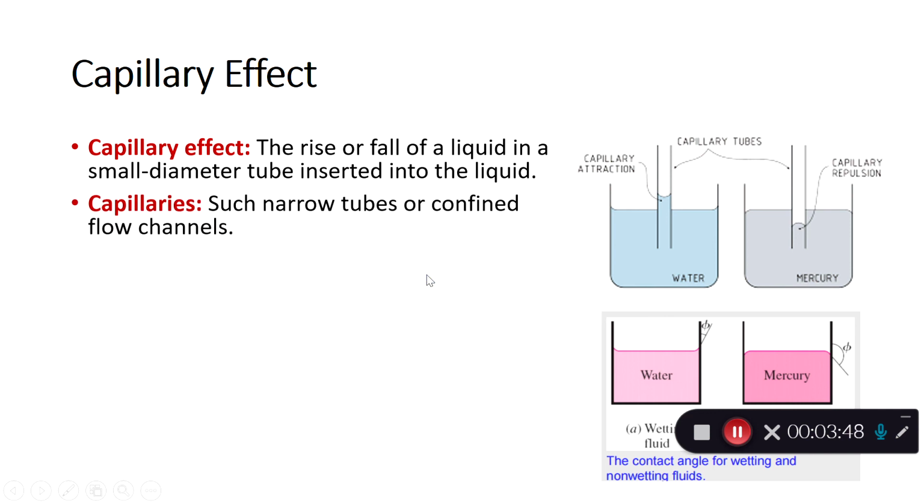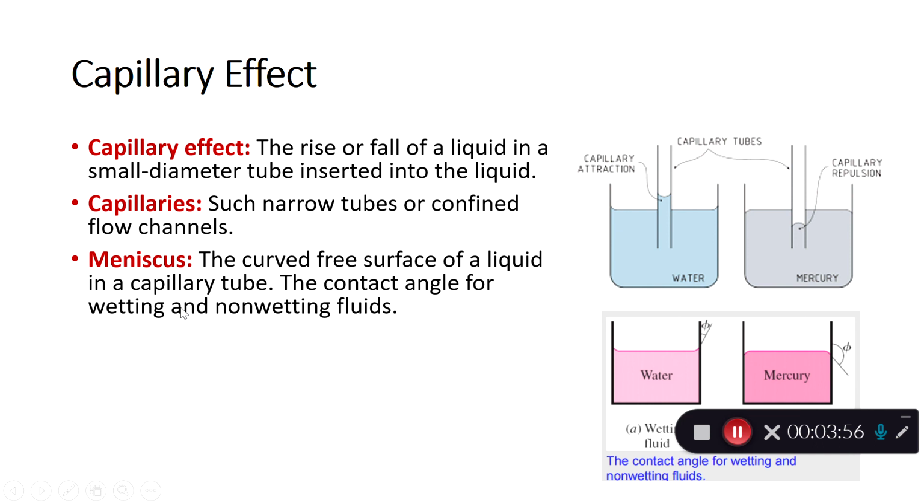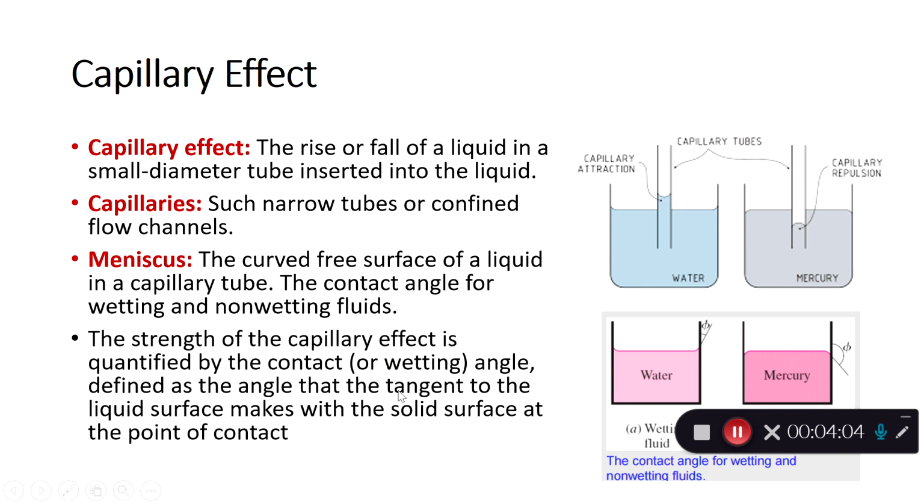Alright, so capillaries are these very, very narrow tubes, very small tubes. And meniscus is the shape that is formed. Okay, either it's upwards or downwards. Now, the difference between these two is that water is a wetting fluid, so it will cling to the surfaces compared to mercury, which is a non-wetting fluid. It will cling more to itself. All right, so these two are the two different types of capillary effect that you can see.